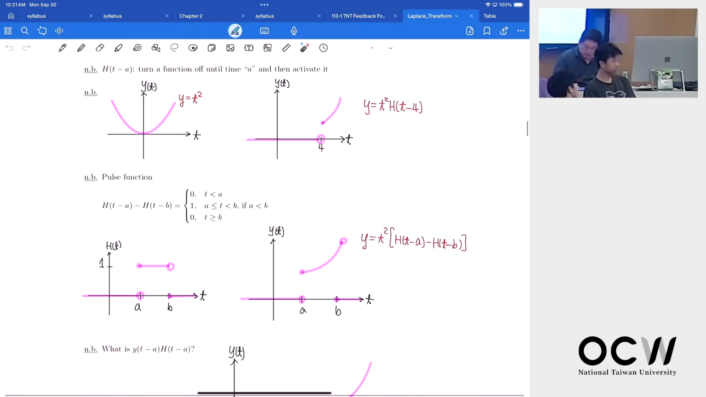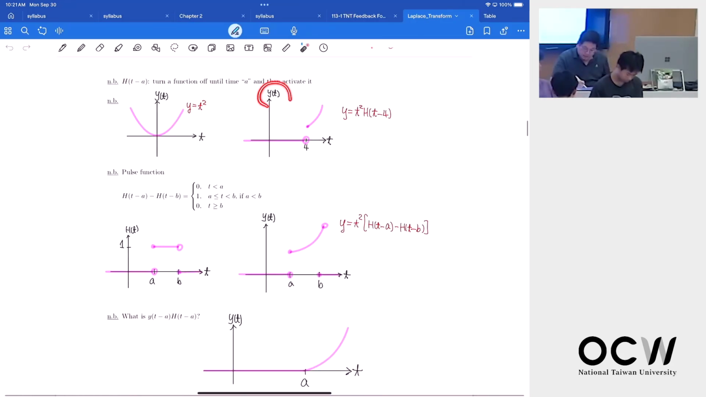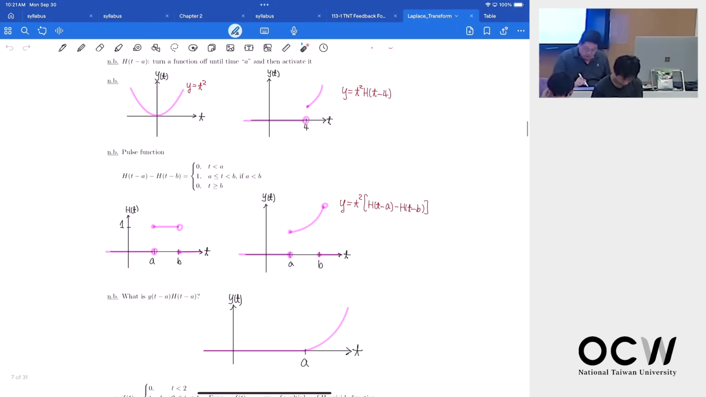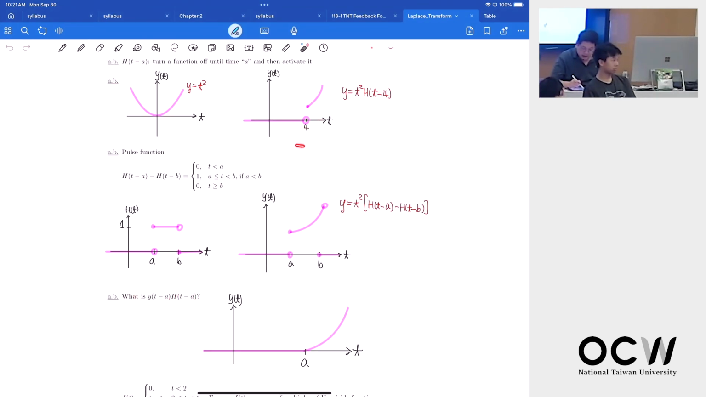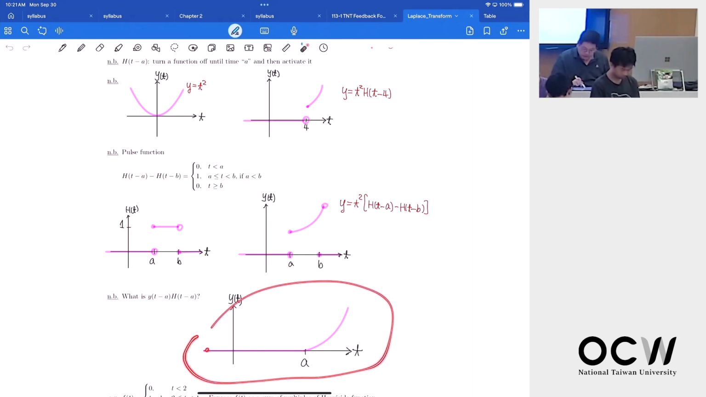And you will see the difference between the function times the shifted Heaviside function, and also if I shift my function times the shifted Heaviside function. For this example, if I just multiply by the shifted Heaviside function, then I will have a jump at that point when you want to turn on or turn off. But if I also shift the function itself, then the overall function is smooth at a.